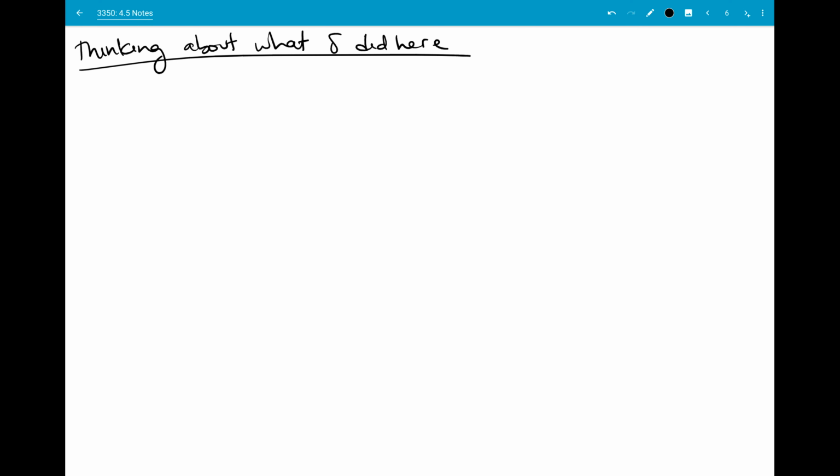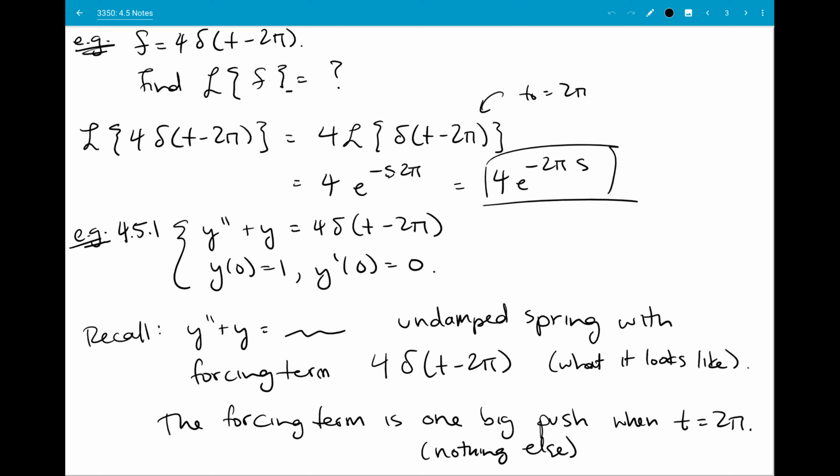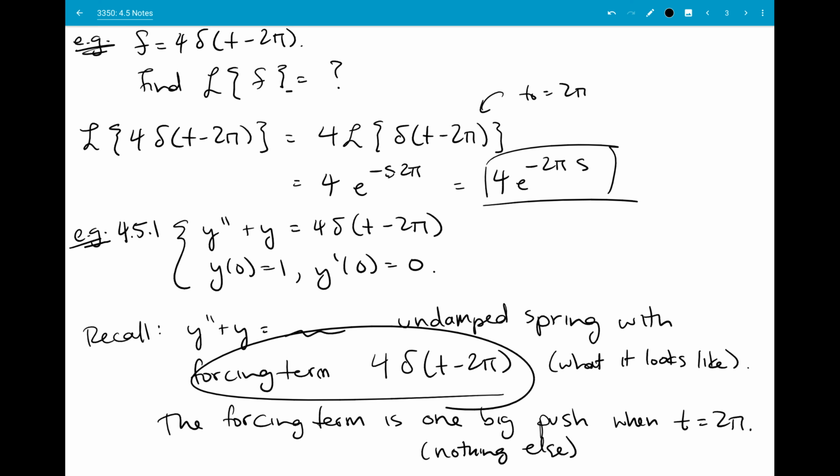Okay, so we had just been talking about the solution to this problem we looked at, where we thought about how the differential equation was written. It's a little bit like an undamped spring, where we have a sudden forcing term at t equals 2 pi, where we just push that spring once and then let it go back to its thing.